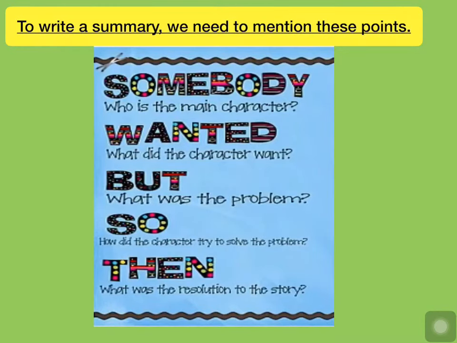So to write a summary, we need to mention these 5 points. Somebody, that means I mention the main character of the story. Then wanted, what did that character want? But, what was the problem in that story? So, how did the character try to solve that problem? And then, what happened at the end of the story?